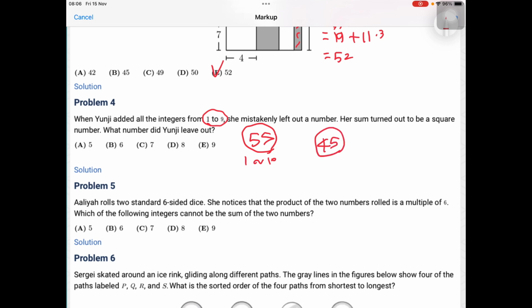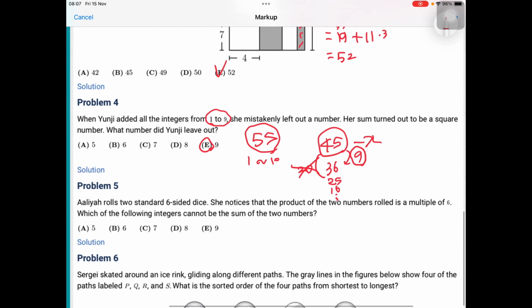But she mistakenly left out a number, so actually we missed one number. But her sum turned out to be a square number. So after calculating, it can be a square number, like 36, 25, 16, something like that. But here 9, here 20. So already this is not an integer between 1 to 9. So we left out the number 9.